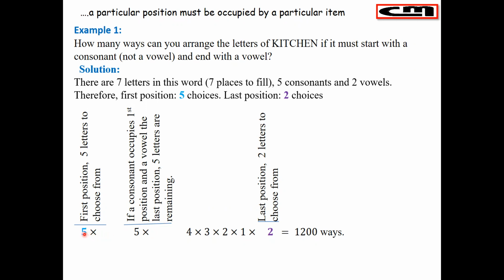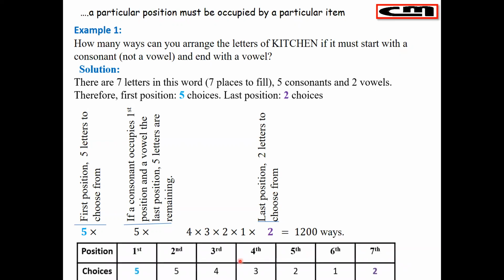But what allowed us to multiply the different choices is that we are applying the fundamental counting principle, so that at the end, we can arrange the letters of the word kitchen, making sure that each starts with a consonant and ends with a vowel. And we can do that in 1,200 ways. I could have done that using a table.